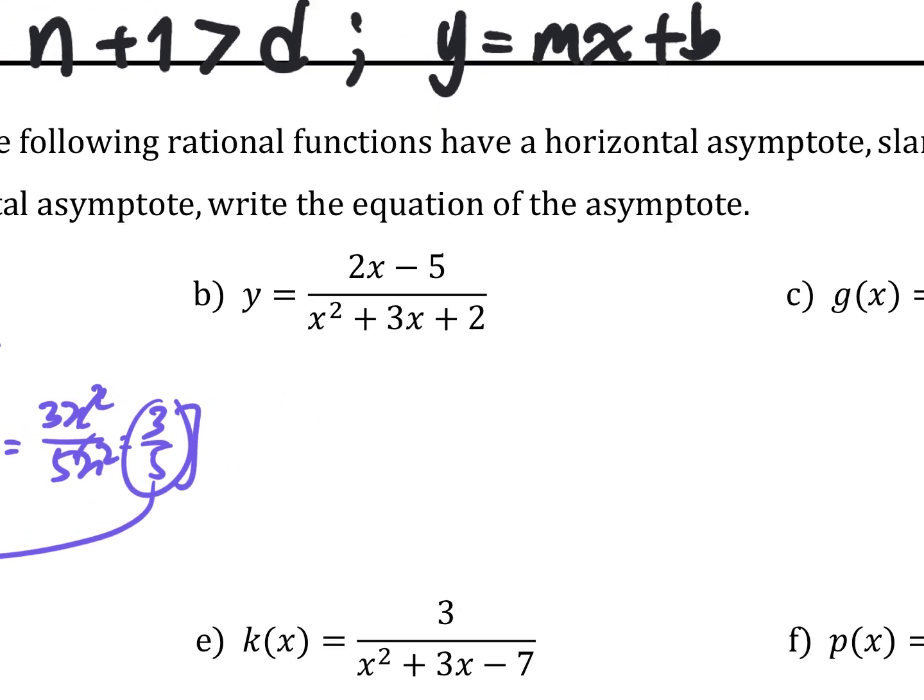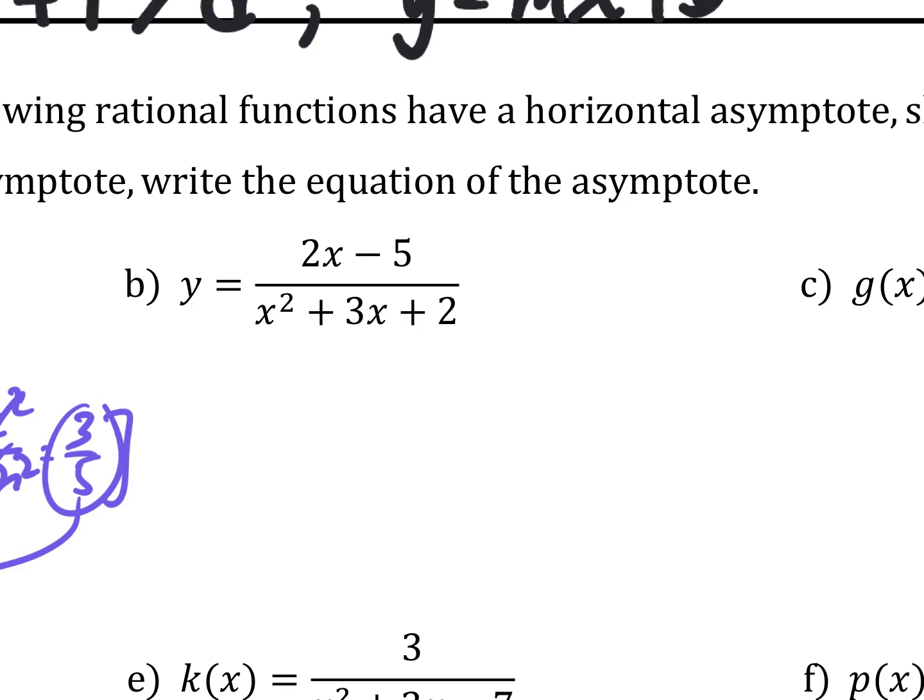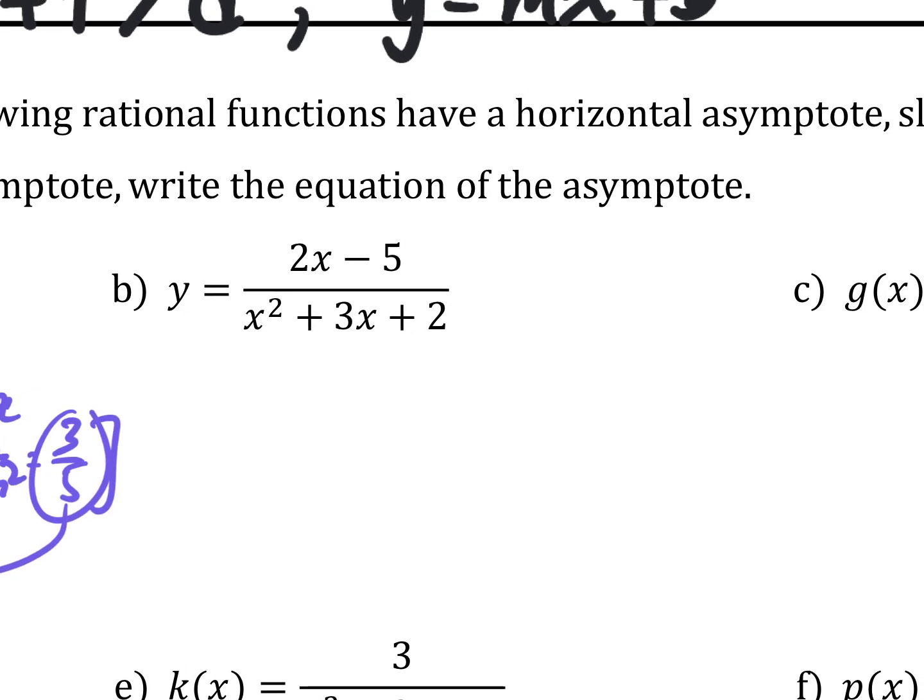Okay, letter B. In here I can see that the numerator is less than the denominator. So the horizontal asymptote in here is going to be y equals 0.